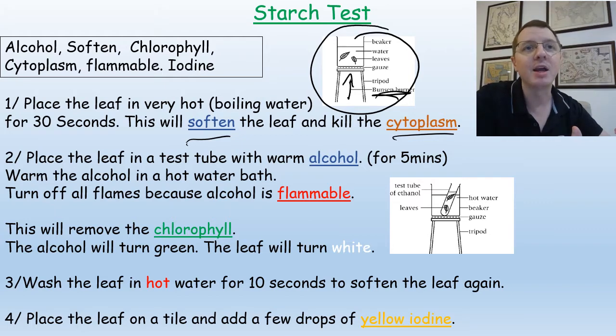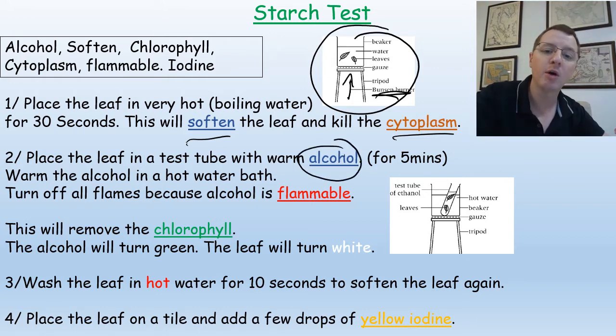The next step is we need to remove the chlorophyll from the leaf because chlorophyll interferes with our ability to see the changing colour of the iodine. So we're going to place the leaf in a test tube with some warm alcohol for about 5 minutes, and we're going to keep that alcohol warm by warming it in a hot water bath.